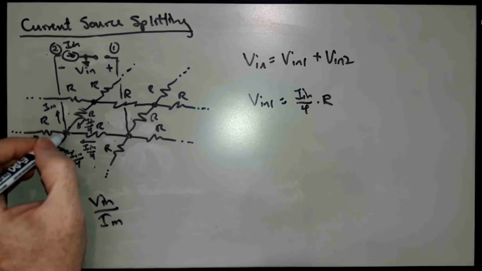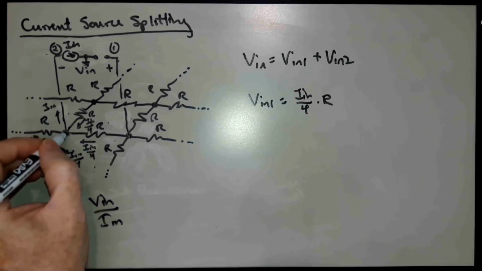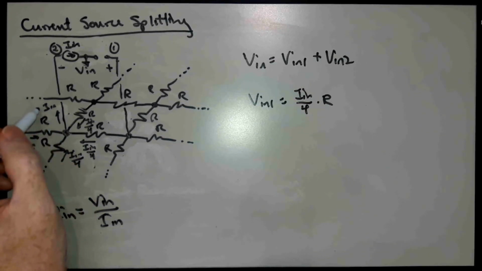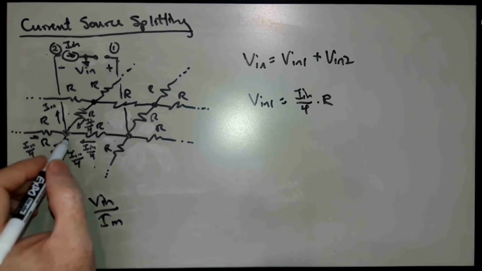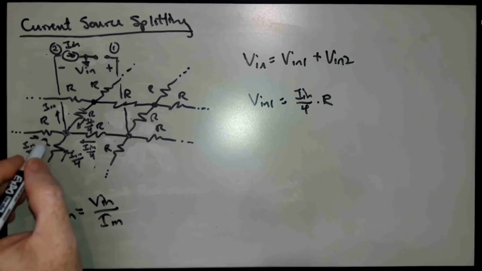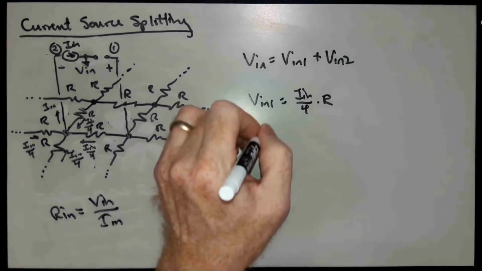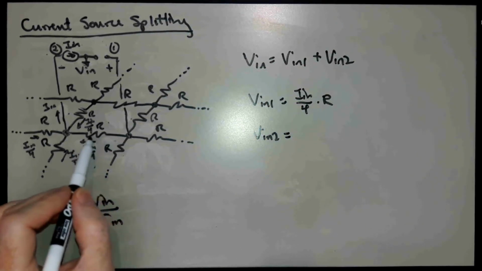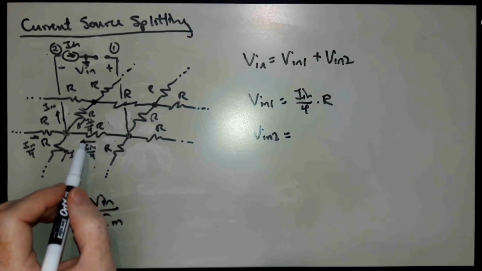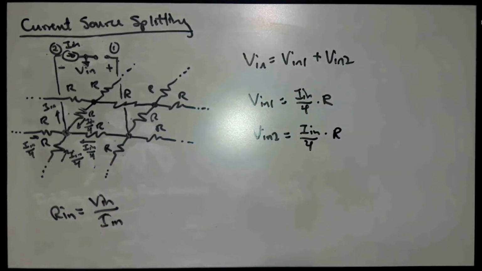If the idea of pulling current out and having the current assemble from 4 pieces is difficult, you could imagine that this is the same as injecting minus In onto the node, and then considering how that minus In current splits, where it goes instead of where it comes from. So that's another way of thinking about it. But Vn2 we can get in the same way. We know the current flowing through this particular resistor, and it happens to be the same current flowing in the same direction as before. So this is also In over 4 times R.